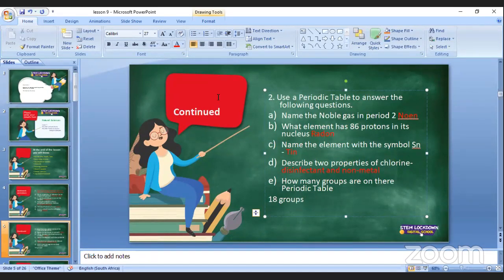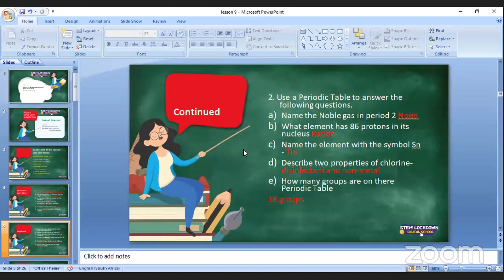So I'm saying to you now, any questions before we start with today's lesson? Any questions, grade 9? Hands up? No hands up. No questions. I can continue with today's lesson. Thank you very much, grade 9s.